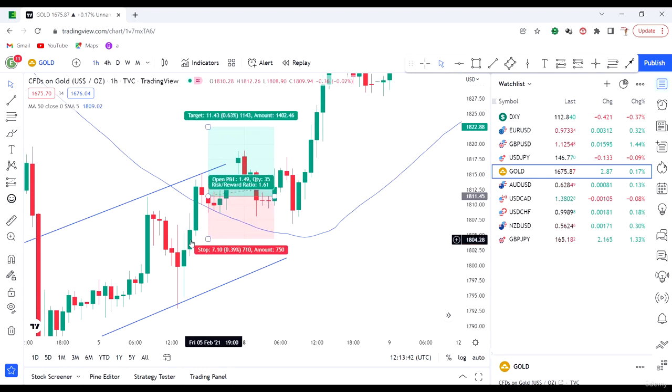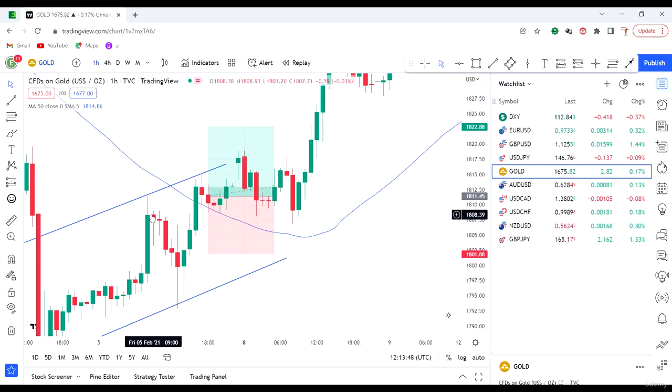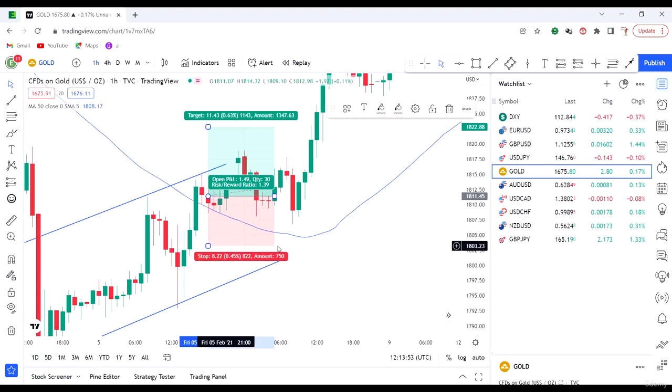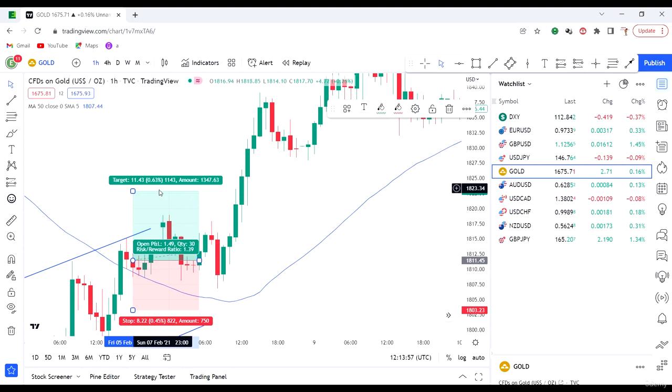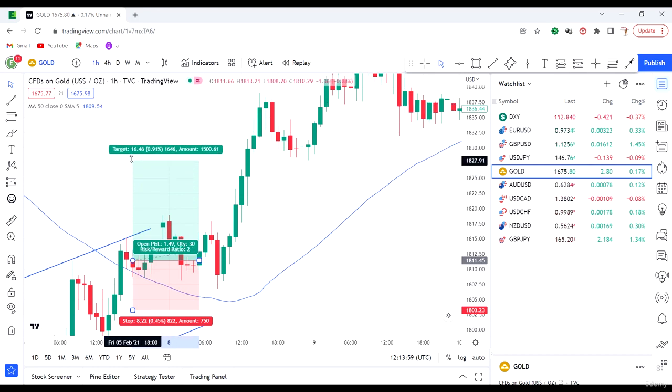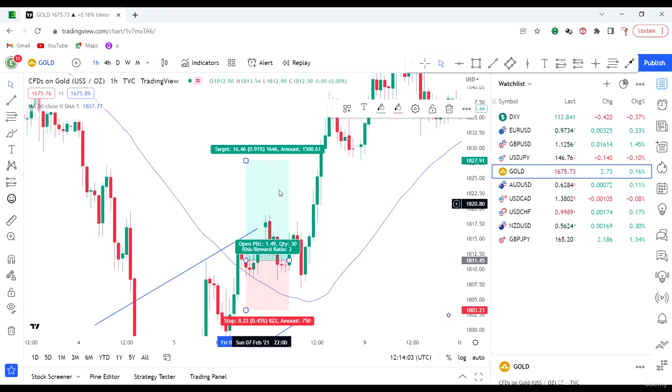So our stop loss level should be somewhere around here, or maybe here. Remember, we have a resistance level here. So just place our stop loss around here, and then for the risk to reward ratio, we can make this 2. As you can see, we have a 2 risk to reward ratio, right?